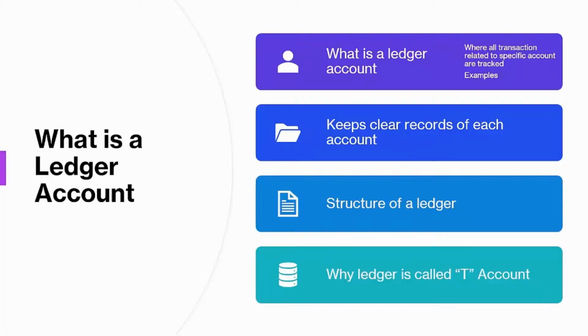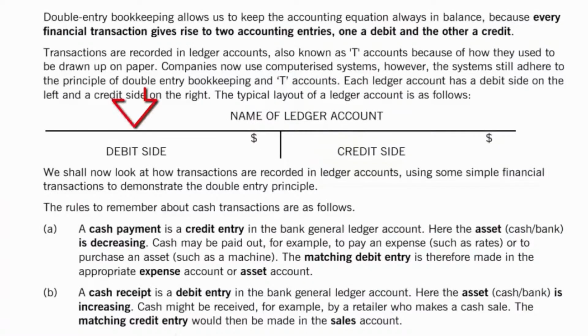Each ledger account is split into two sides. The left side, known as the debit side, records increases in assets or expenses and decreases in liabilities, equity, or income. The right side, known as the credit side, records increases in liabilities, equity, or income, and decreases in assets or expenses.